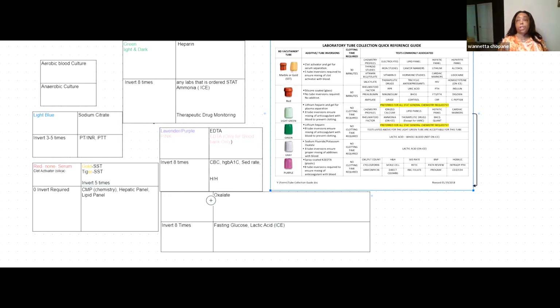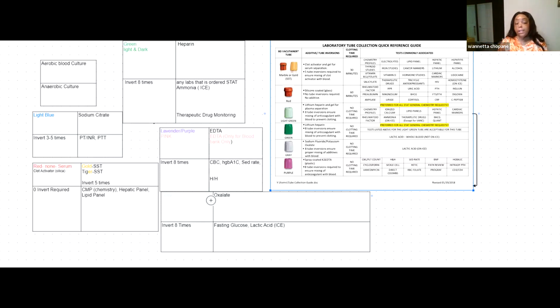No matter if you want to test yourself going forward or going backwards in the order of draw, just try to get yourself familiarized with the inversions, because you will see the inversions again, okay? So green, purple, and gray is 8 times. If you want to throw the pink in there, it's still 8 times like the purple is, okay?